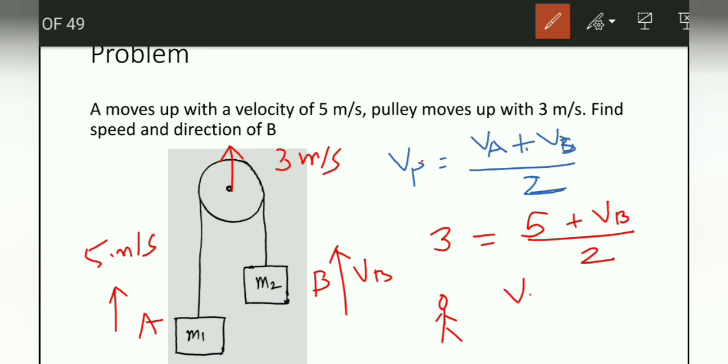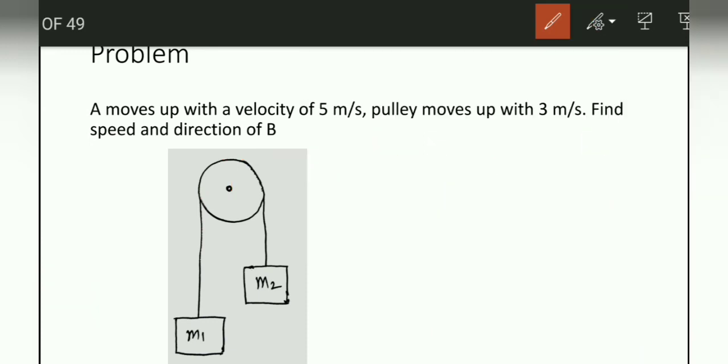So from here we get Vb is equal to 6 minus 5, that is 1 meter per second square. With respect to the ground, it is 1 meter per second square. Now let's see one thing. This was 3 meter per second square, this was 5 meter per second square, and this is 1 meter per second square.